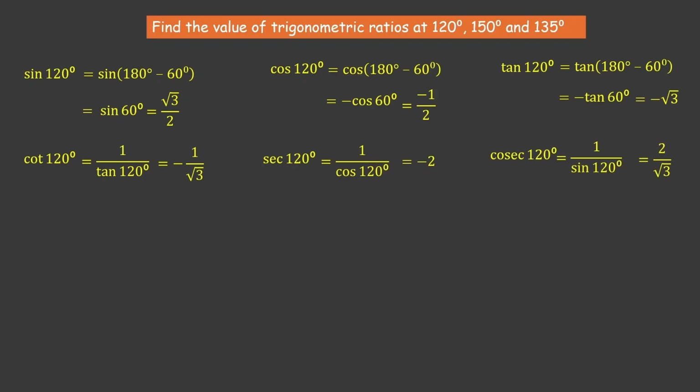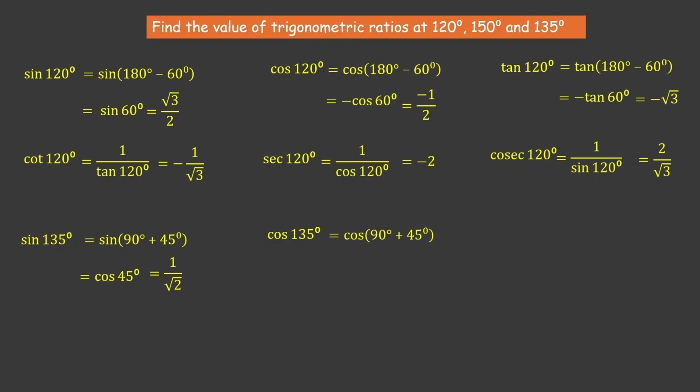Let us now find the trigonometric ratios for angle 135 degrees. Sine 135 degrees, we can write as sine of 90 plus 45 degrees. Now, sine 90 plus theta. When we see 90 over here, we know that the trigonometric function changes. So this will be cosine. And in the second quadrant, sine is positive. So positive cosine 45 degrees. Cos 45 is 1 by root 2.